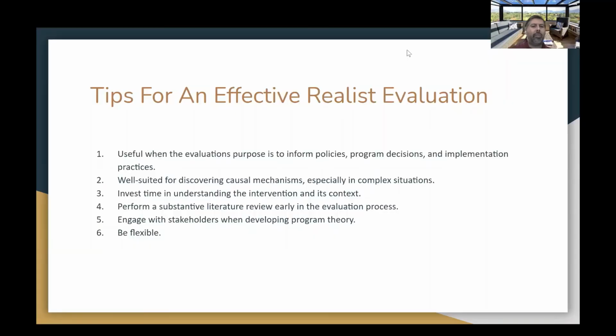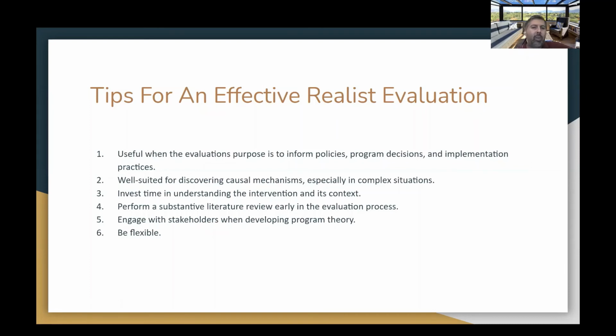Thank you, June. So first I'm going to speak about tips for an effective realist evaluation. The first tip: a realist evaluation is useful when the evaluation's purpose is to inform policies, program decisions, and implementation practices. Now, most evaluations will meet at least one of these purposes, so generally a realist evaluation is suitable in most circumstances. However, there is an important factor to note, and this brings us to tip number 2.